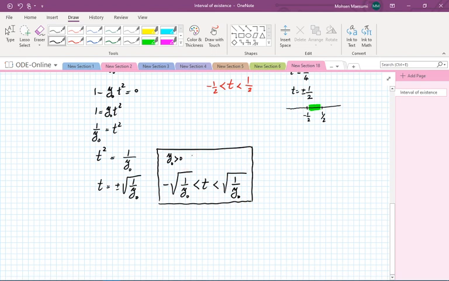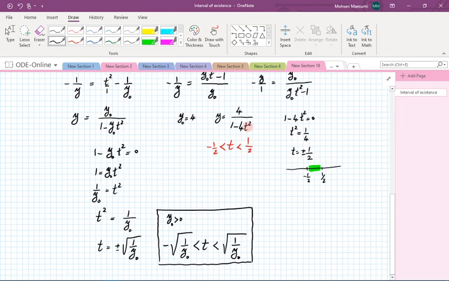Okay, so for example, if y0 were 4, my answer would have been between a half and minus a half. That's my domain of existence. What is it that we are missing? Well, it's clear from here. What if y0 were negative? Or what if y0 were 0? Well, let's go after the negative case.